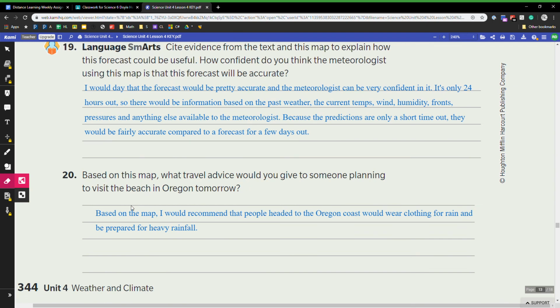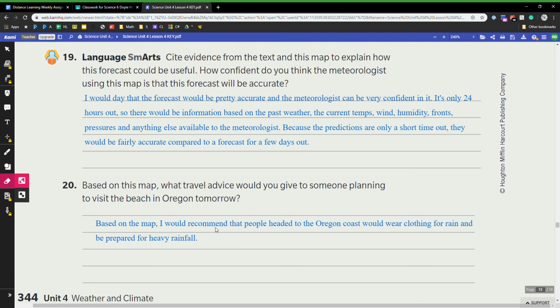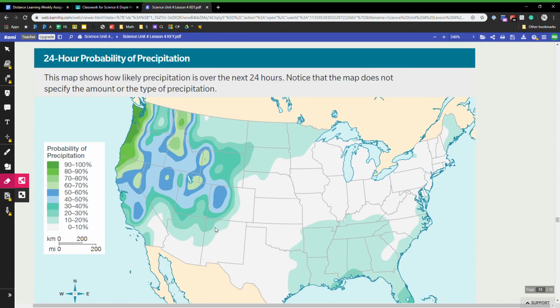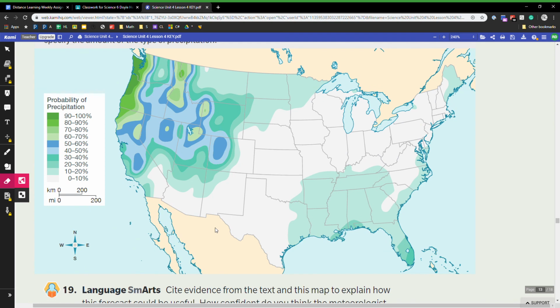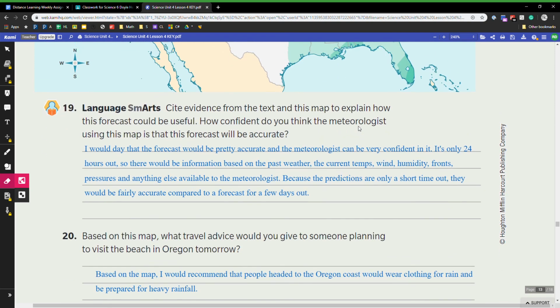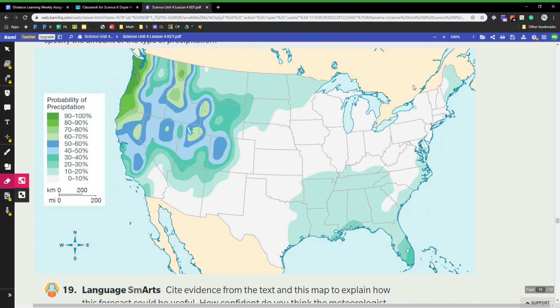And then based on this map, what travel advice would you give to someone visiting the beach in Oregon? Don't go, unless you like to be at the beach when it's rainy, or you should wear lots of rain gear, because this is Oregon right here, and it's either dark green or this medium green color. So you've got an 80 to 100% chance of rain the whole day. So that sums up Exploration 2.